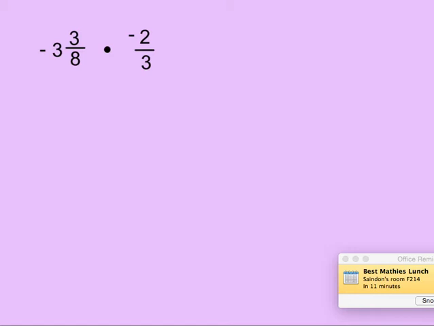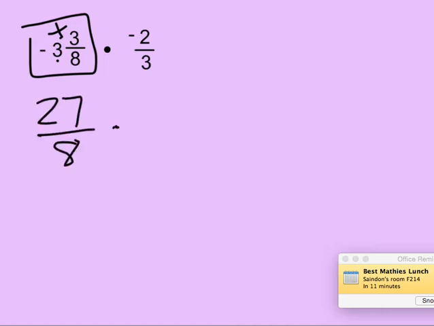Okay, so the first thing you should have done is change this number to an improper fraction, you do 8 times 3 and then plus 3. Don't worry about this negative sign. Just do 8 times 3 is 24, plus 3 is 27 over 8. And then for this one, you leave it as 2/3. Remember that these are both negative. So the sign of my answer has to be positive.